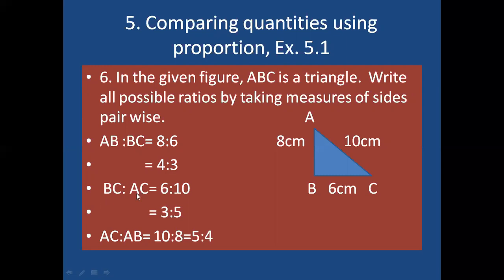Now BC is to AC. BC length is 6 and AC length is 10. So 6 is to 10. That means 2 3s and 2 5s. The ratio is 3 is to 5. Now the next one is AC is to AB. AC length is 10 and AB is 8. So both are in the 2 table, 2 5s and 2 4s. The simplest form is 5 is to 4.